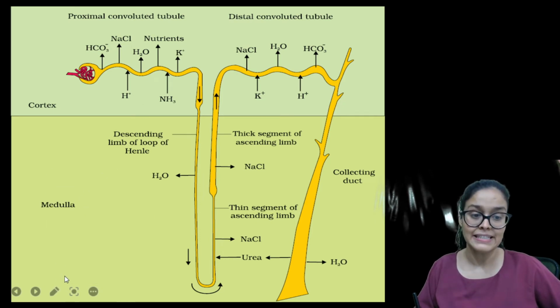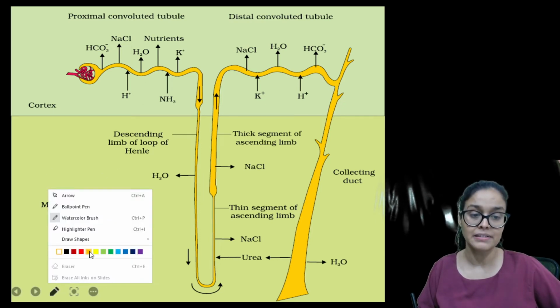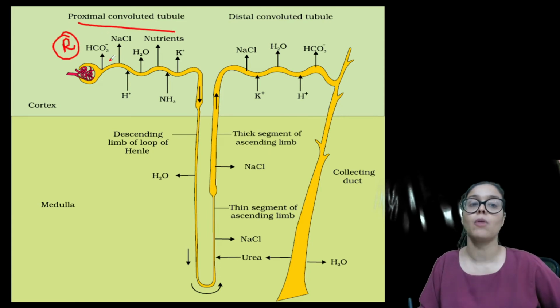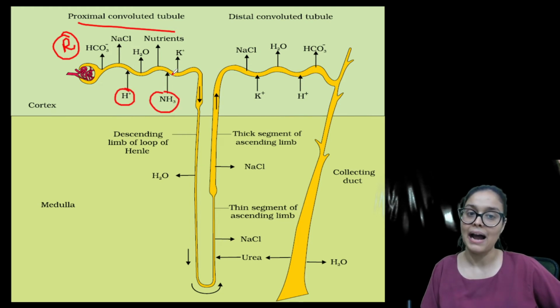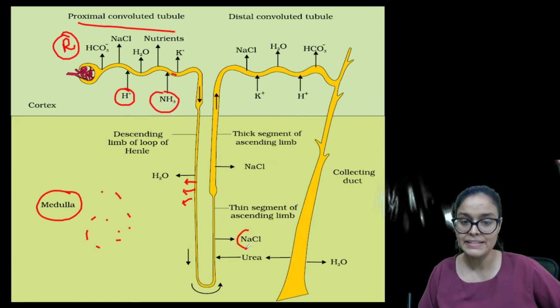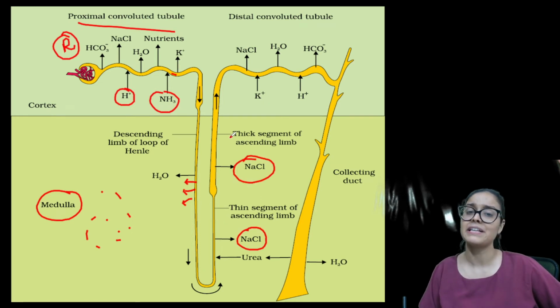So obviously this is the PCT, right? Look here, this is PCT, and in PCT all these are reabsorbed back into the blood, and these are secreted back into the urine. The descending limb is water permeable, so water comes into the medullary fluid. And obviously the ascending limb releases NaCl because it is solute permeable. So obviously it is releasing NaCl into the medulla.